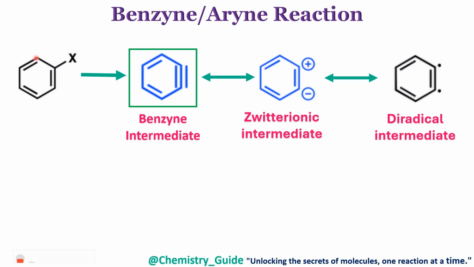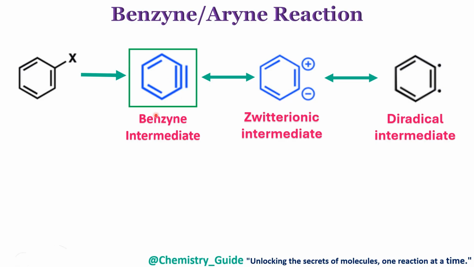So, benzynes are compounds formed by the elimination of a leaving group, by abstracting the alpha proton to generate the triple bond intermediate. This triple bond intermediate can be represented using the zwitterionic intermediate or it can also be represented by the diradical intermediate. So these are nothing but the representations of the benzyne intermediate.